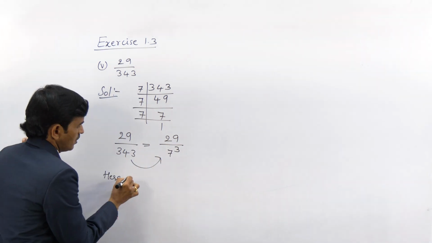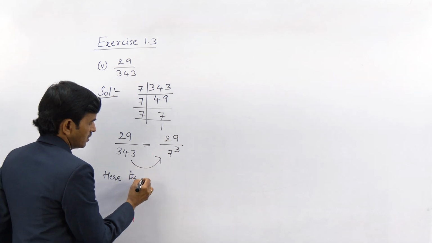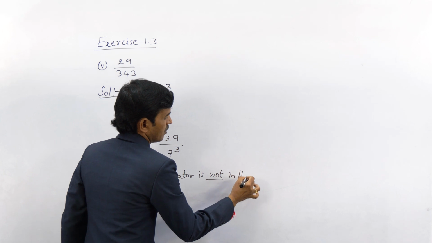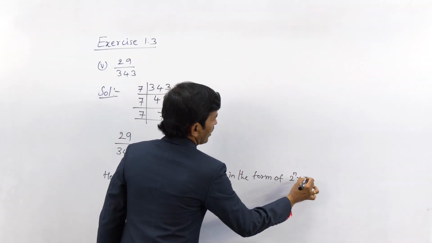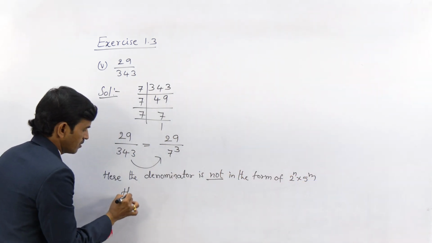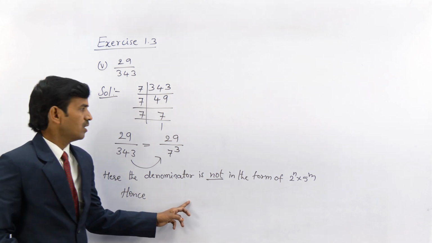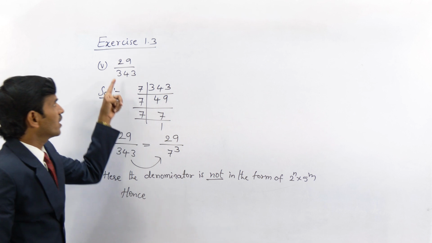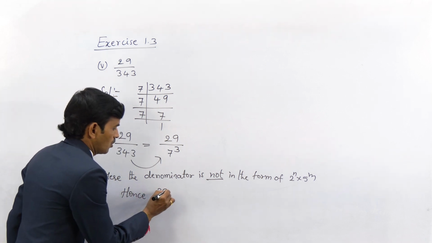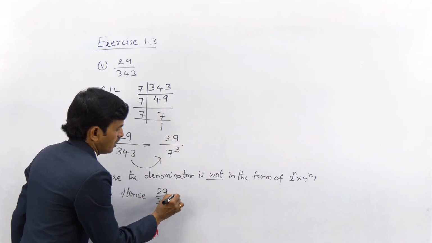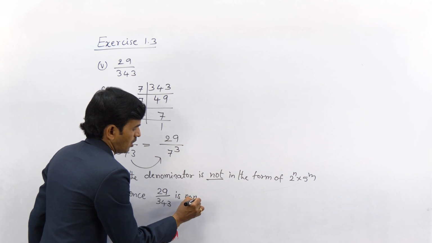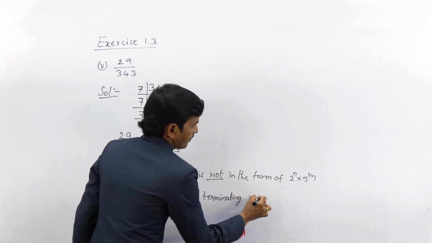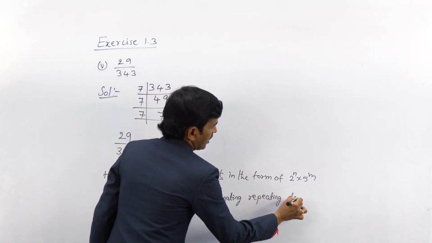Here the denominator is not in the form of 2 power n into 5 power m. Hence, what can you conclude here? As it is not in the form of 2 power n into 5 power m, the given rational number 29 by 343 is a non-terminating repeating decimal.